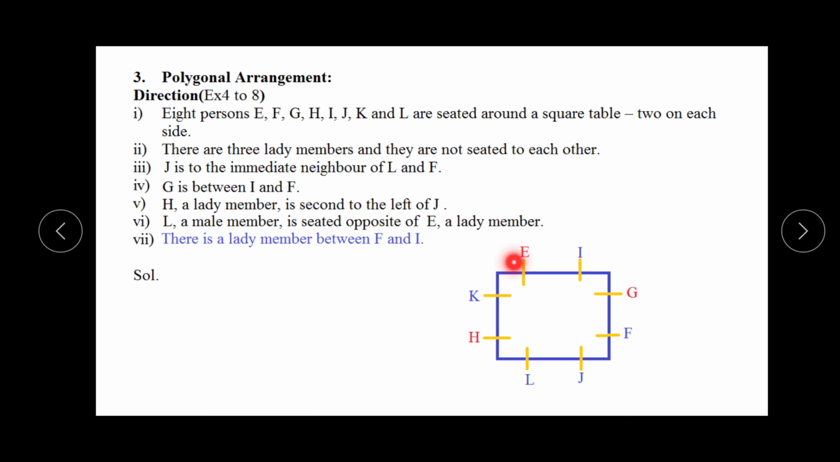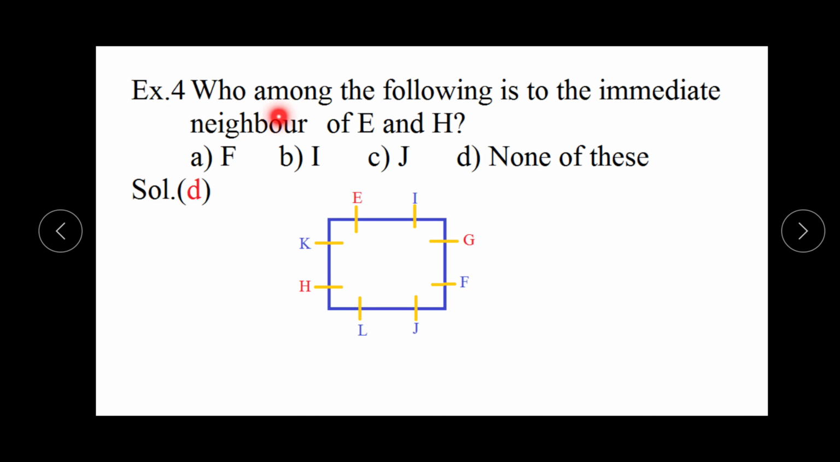So this is the seating arrangement for these 8 persons, and on the basis of it we can solve the questions. The first question is, who among the following is the immediate neighbor of E and H? Here E and here H, so the immediate neighbor of E and H is K. Is K present in the options F, I, J? None of these. K is not mentioned in the options, so we will take the fourth option, D.